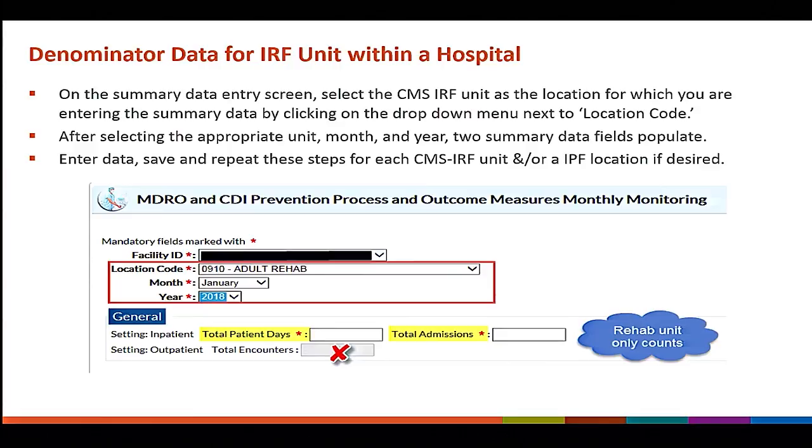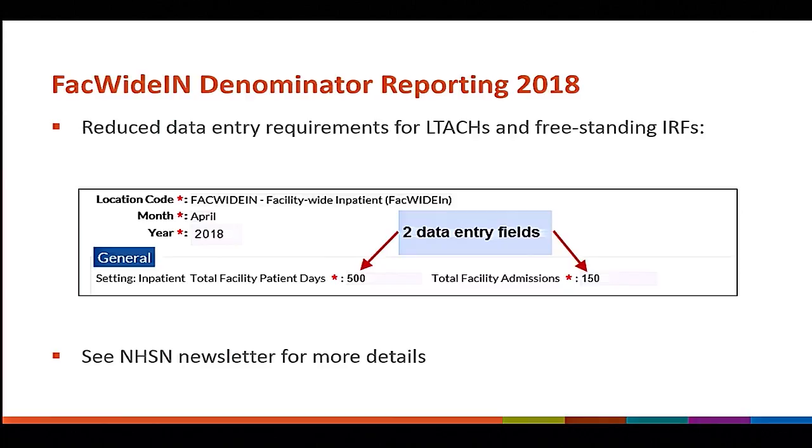Good news for our friends who work in long-term acute care or in freestanding IRFs. We were able to go ahead and remove that encounter box for you on your summary fields, because we don't expect long-term care facilities or freestanding IRFs to have different locations with unique CCNs or baby-based locations. We ask those facilities simply for total facility patient days and total facility admissions. And the counts that you provide for totals is what we use for MDRO and CDI as well.